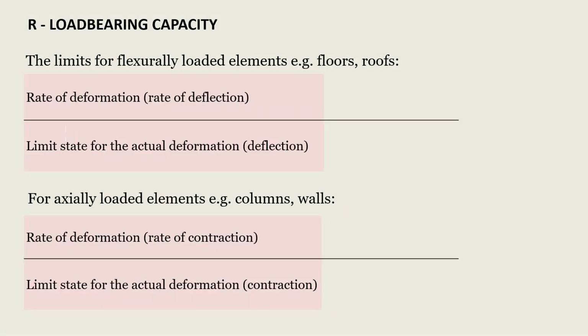The limits for load-bearing capacity for walls and floors are measured by deformations. For flexurally loaded elements, such as floors and roofs, the rate of deformation or deflection is calculated using this equation, L squared divided by 400D. D refers to the depth of the element and L is the span of the element. The actual deformation limit or maximum deflection is expressed as L squared divided by 9000D in millimeters per minute.